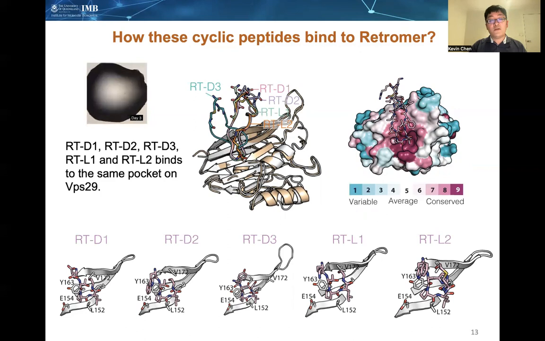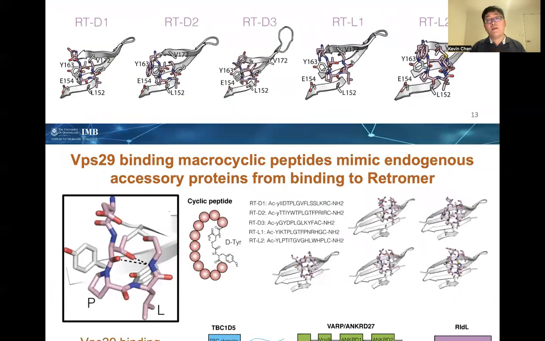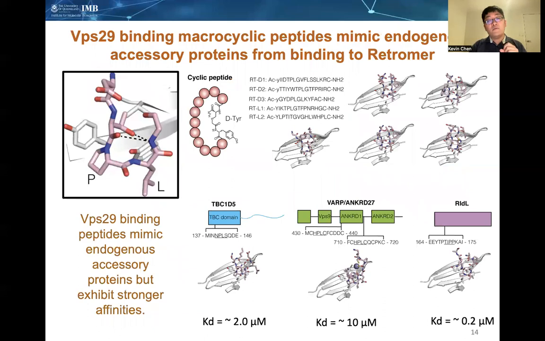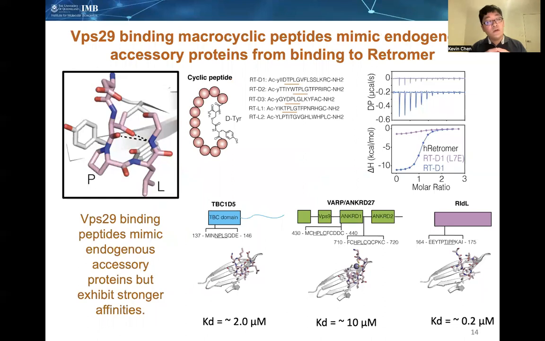When we look closely, we found that those cyclic peptides all bind to the same pocket using something called a PL motif, which we named the proline-leucine motif. Although the sequences are very diverse between each cyclic peptide, they all have this PL motif hidden somewhere within the cyclic peptide. You can see it here. And when we mutate this PL motif, especially the leucine, you lose the binding dramatically.